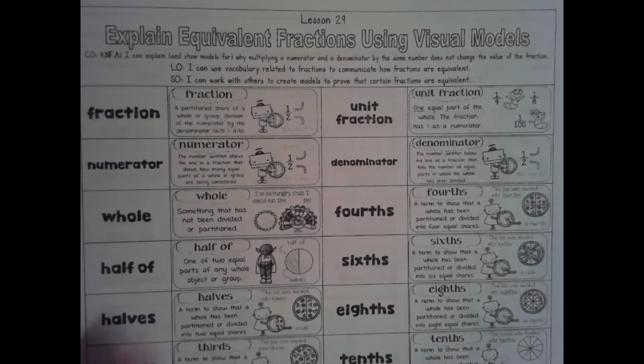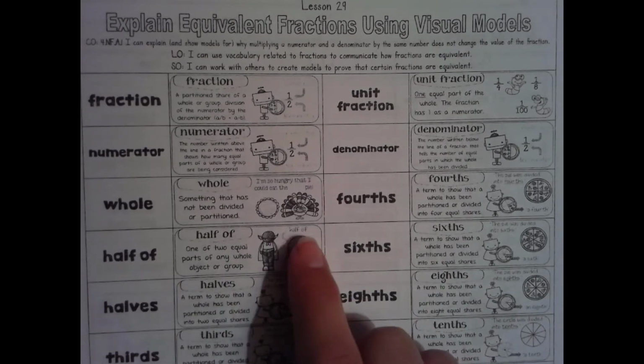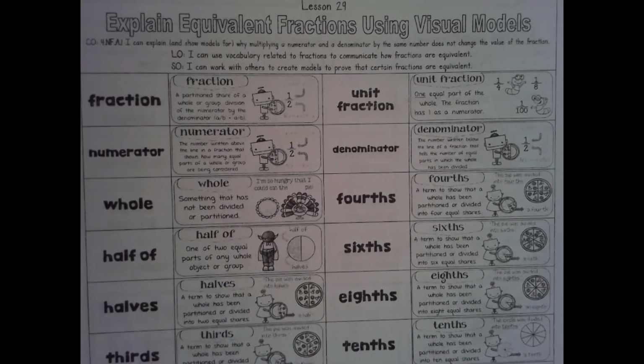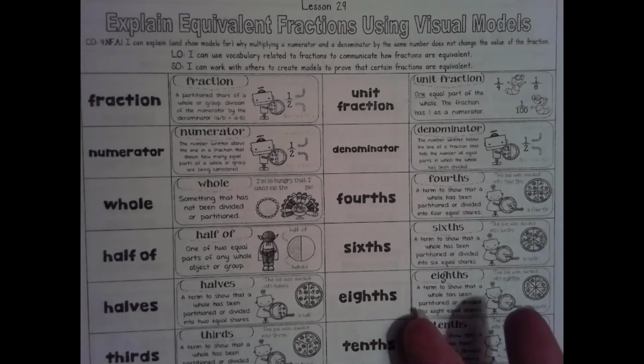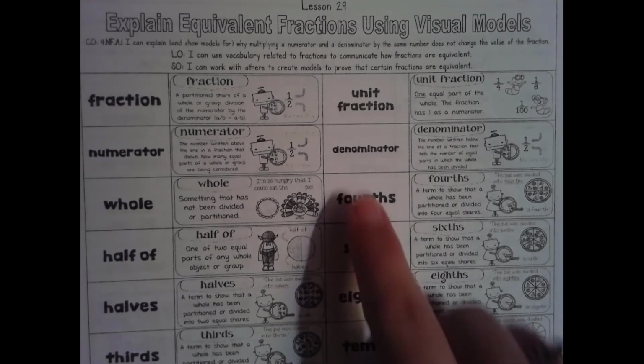Okay, numerator, the number written above the line in a fraction that shows how many equal parts of a whole or group are being considered. So like with our daily fraction, our numerator is always the day we are on. That's the part we're looking at. We could look at how many days are left. So it depends on what you want to look at, what would be the numerator.